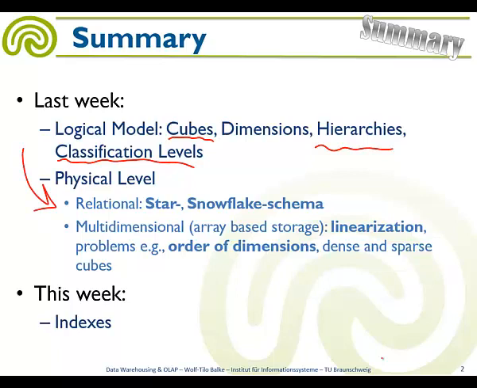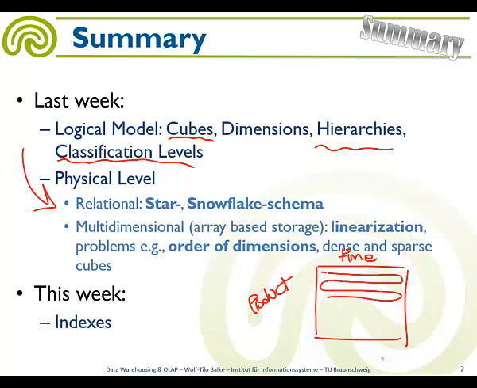Then we hopped into the physical level, and for that we had different models that we could use, like ROLAP and MOLAP. These were the most interesting ones for us. In MOLAP, we looked at how you can store data on the disk, and with that we used arrays. With arrays you had to linearize, and usually you had to choose only one dimension. Last time we had one example where we restricted ourselves to two dimensions, the product and the time dimension. In the end, you linearize according to one dimension.